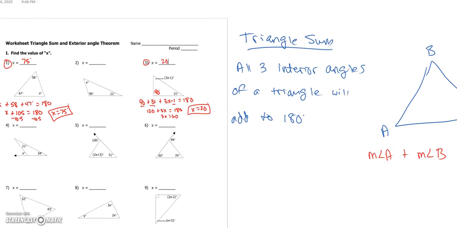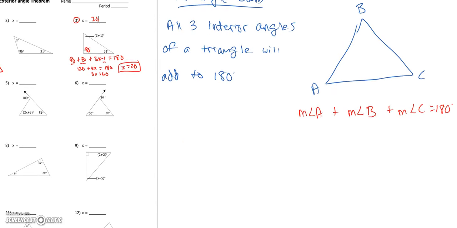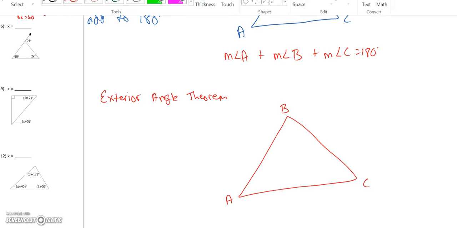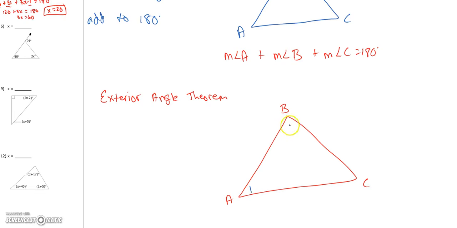All right, so let's come back over here. We'll take some notes on the exterior angle theorem. This one's a little trickier. All right, so let's draw that same triangle. So I have A, B, C. This time I'm going to give numbers to my angles. So let's say that this is angle 1, angle 2, angle 3.